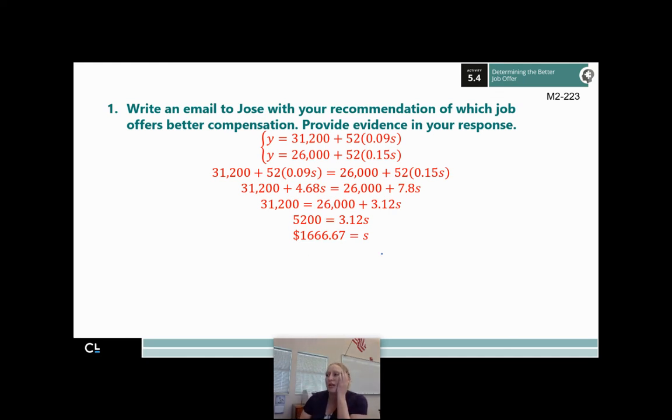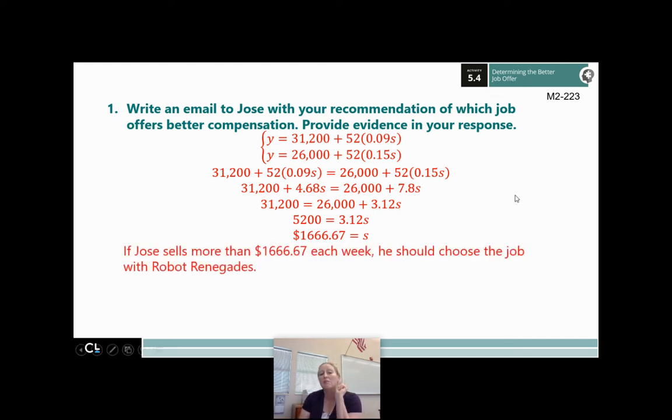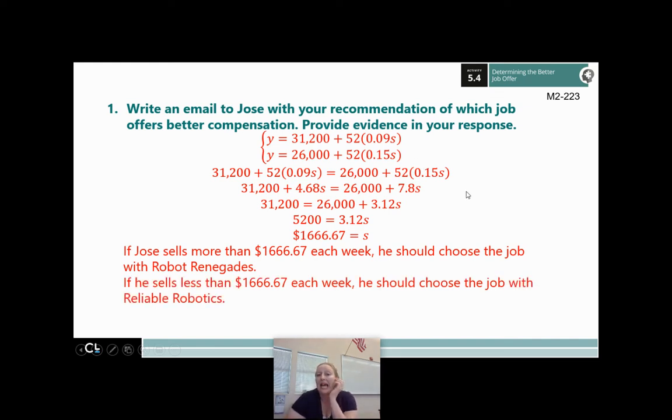So since this is the break-even point, this means that after this point, he's not going to make as much money with that first company, right? Because they don't pay as much in commission. Whereas with the second company, while there is a lower salary, if he makes more money than this, he's going to be getting more in his commission on his sales. So if Jose sells more than $1,666.67 each week, he should choose the job with Robot Renegades. But if he's selling less than that, then that's when he's going to go with Reliable Robotics.